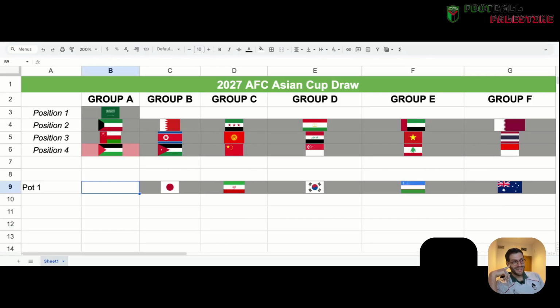That is the largest of the 8 stadiums, with an amazing opening match in Jeddah. Against who? Against Palestine, baby. Against Palestine. These top seeds in pot 1 are automatically drawn into position 1.